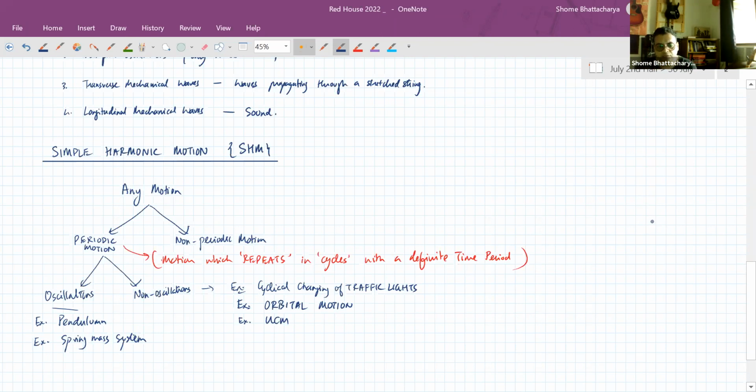Okay, what about this example? If we have a ball which is bouncing continuously from a surface where it makes a perfectly elastic collision. What type of motion is this? Is it oscillation or is it non-oscillation periodic motion? Oscillation.